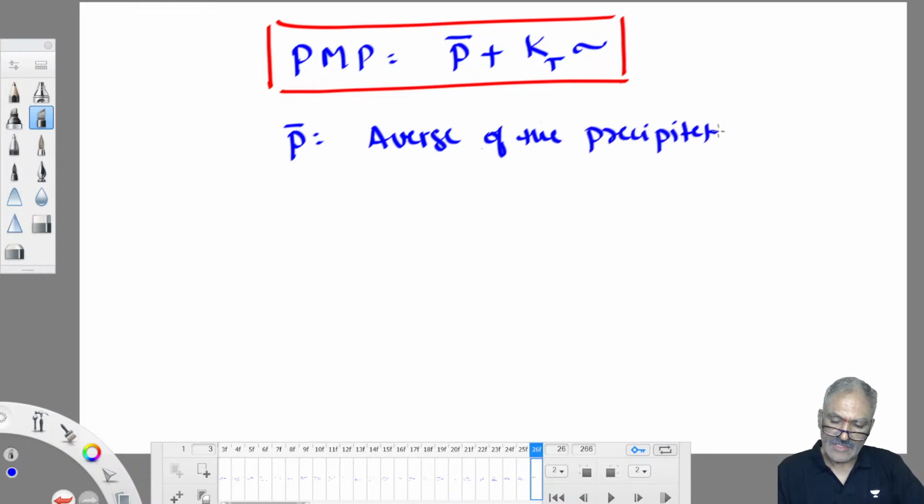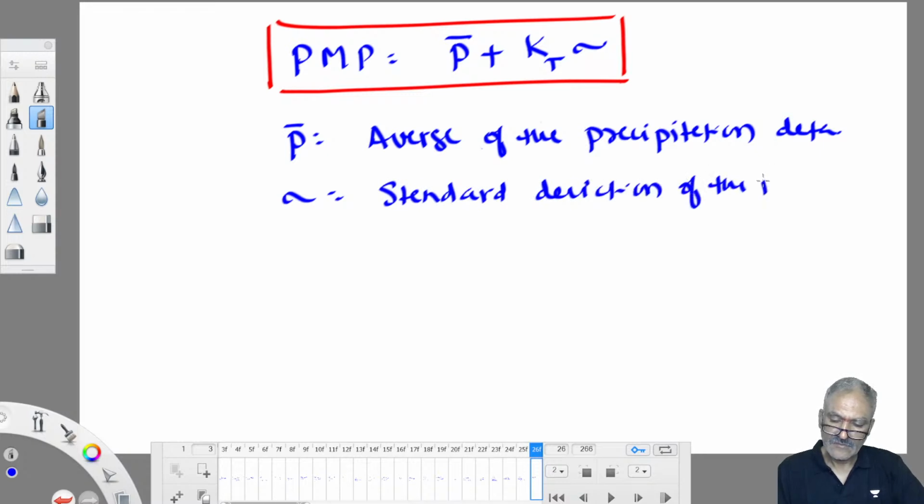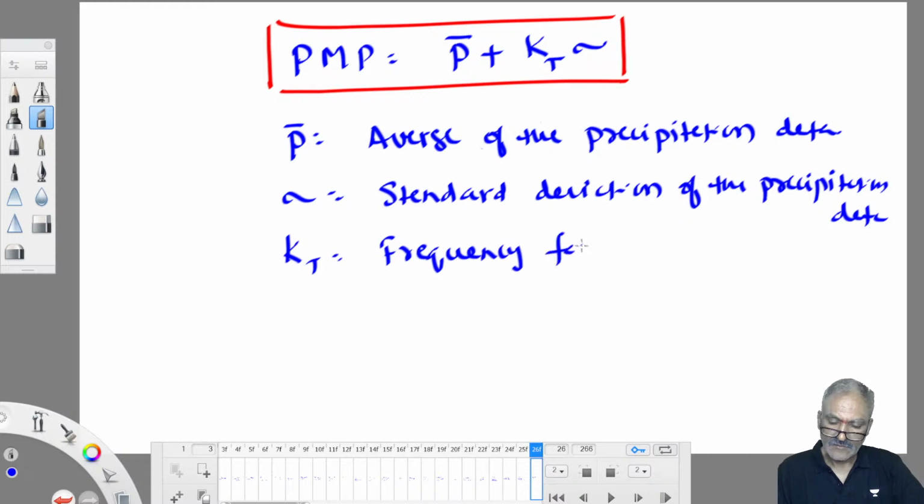Precipitation data is available with us. So it is the average value, and sigma is known as the standard deviation of the precipitation data. And this KT is known as the frequency factor.